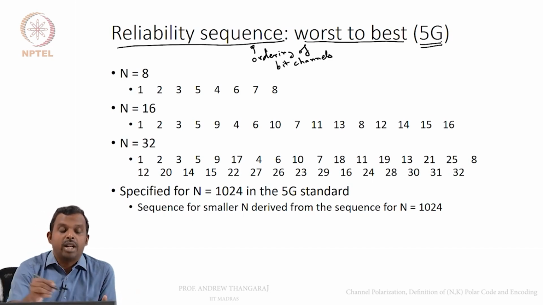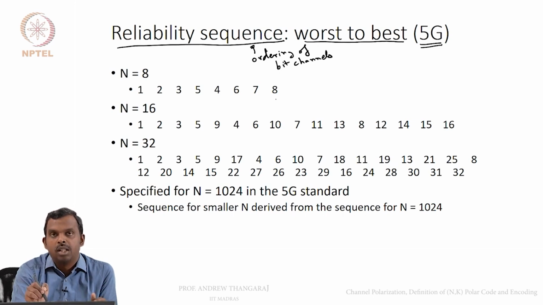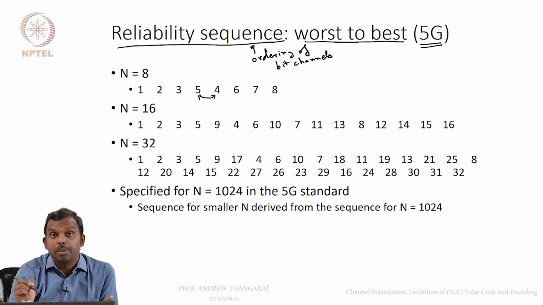So, it turns out for n equals 8, according to the 5G standard, the reliability sequence is this. Bit channel 1 is the worst channel. Next comes 2. After that is 3. After that is 5. After that is 4. Then 6, 7, 8. So, it is not the same order as 1, 2, 3, 4, 5. You see 4 and 5 got switched for n equals 8. So, the 4th bit channel is better than the 5th bit channel according to this reliability sequencing.